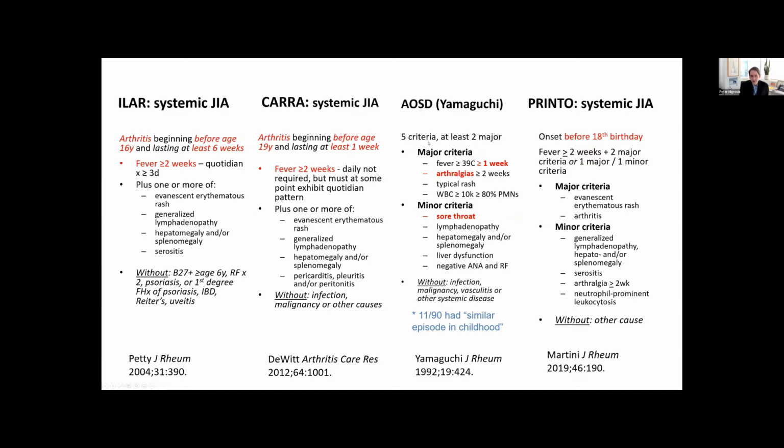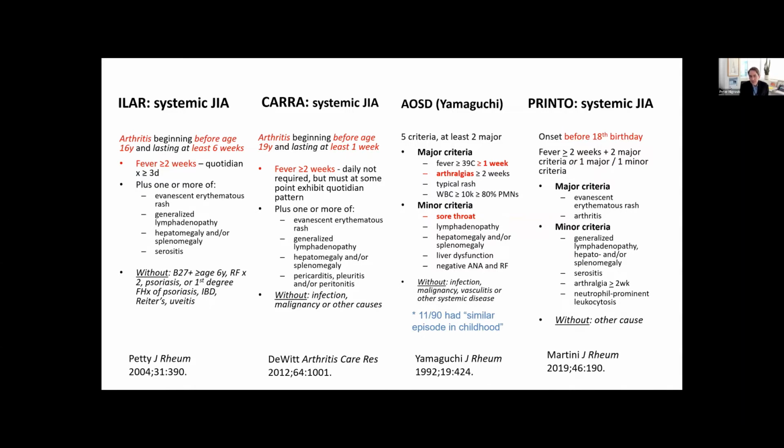It operates a little bit like the Jones criteria in rheumatic fever. It has major and minor criteria. You have to have at least 2 criteria in the major category and at least 5 overall. And it includes fever for only 1 week, and arthralgias is one of the major criteria. You don't have to have actual swelling. Sore throat is something that's a hallmark of adult onset Still's disease. We don't often think about it too much in the pediatric group, but it's one of the minor criteria here.